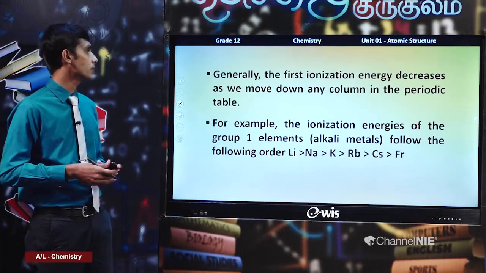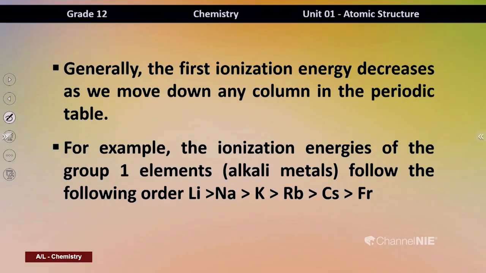First ionization energy decreases on moving down a group of the periodic table. The reason is the increase in the principal quantum number of the outermost electron. For example, when you consider ionization energies of group 1 elements, the order is like this. You can see lithium has the highest first ionization energy, then sodium, potassium, rubidium, cesium, and there is a decrease in the first ionization energy on moving down the group.